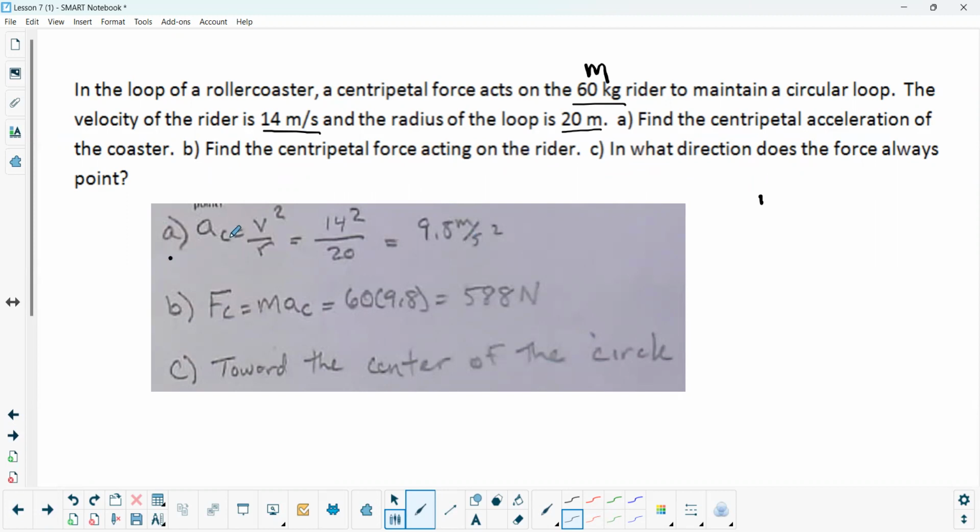For A, the centripetal acceleration is v squared over r. The velocity is 14. The radius of the loop is 20. So 14 squared, which is 196, divided by 20, gives you 9.8 meters per second squared. For part B, it says find the centripetal force acting. Centripetal force is just a specific version of net force, so m times a, and here it's centripetal acceleration. You take 60 and multiply it by 9.8, and you get 588 newtons. For part C, centripetal means center seeking, so it is always towards the center of the circle. That is the answer to the last of those questions.